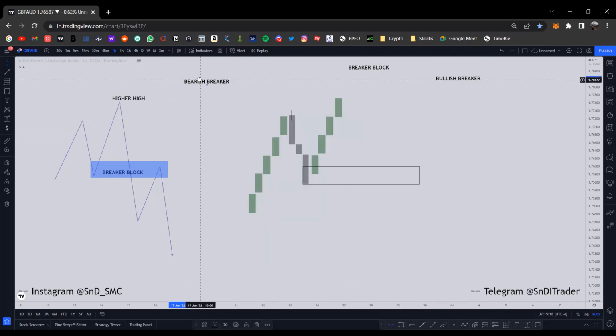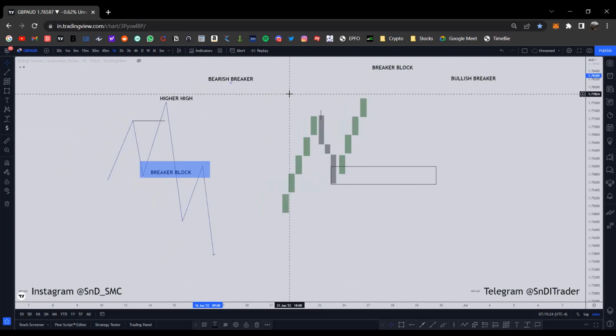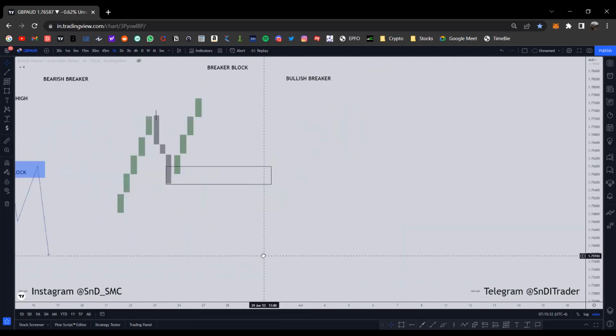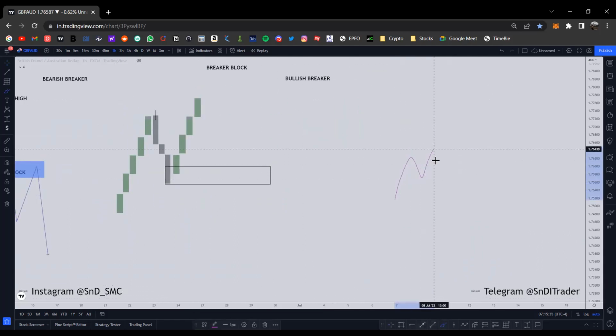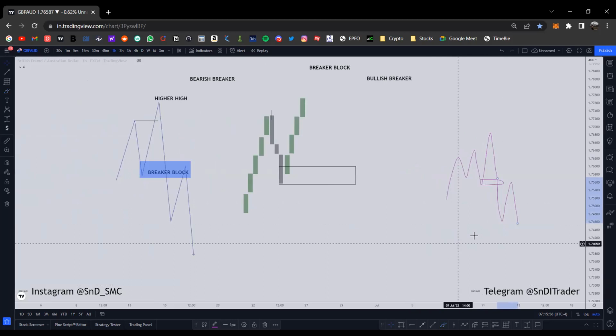So ICT breakers are mainly those blocks which are failed demand or supply zones. Like you see, this was the demand zone. Price failed to go down, mitigated towards the upside and comes back again, didn't hold this demand zone and dropped down towards the downside. So that is how there will be a failed demand zone. Now we can use this as a breaker block, as an ICT breaker block.